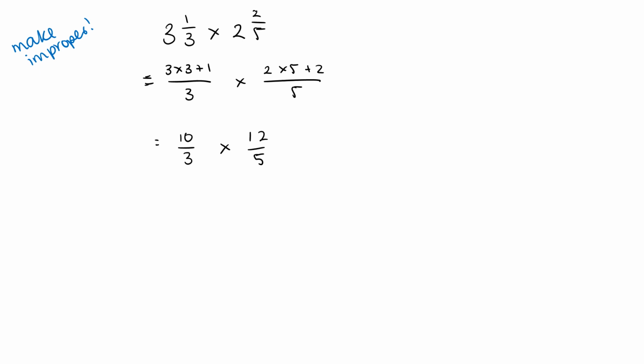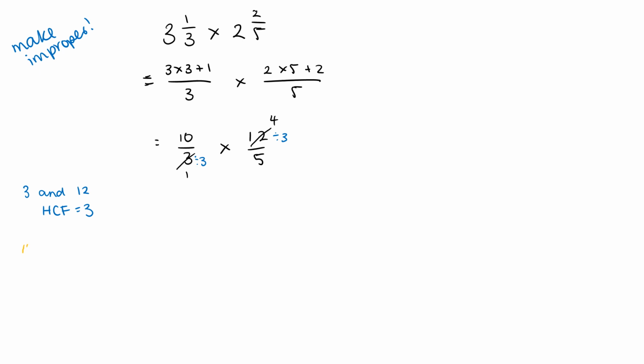If we have a look at 3 and 12, their highest common factor is 3. So I can divide this by 3 and divide this by 3. And that will end up giving me a 1 on the bottom and a 4 on the numerator, which just makes it a bit easier already.